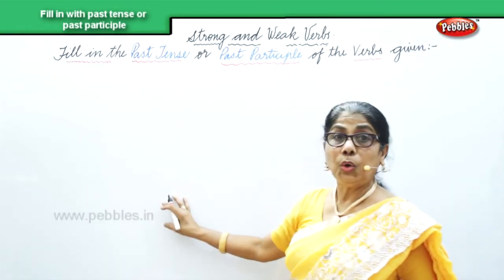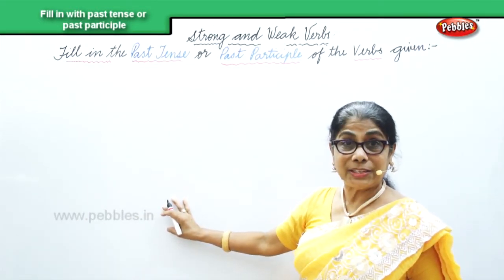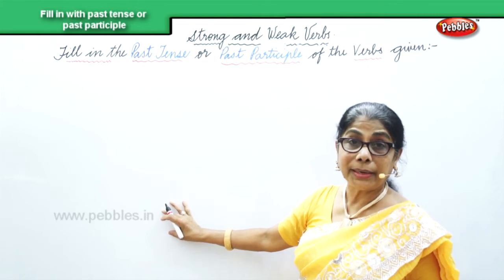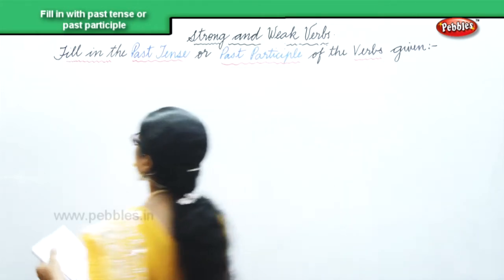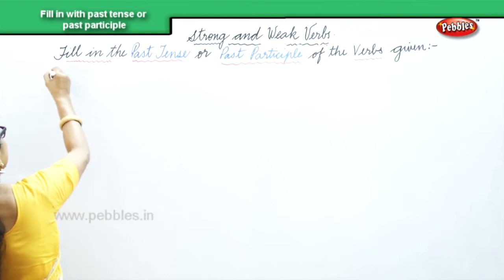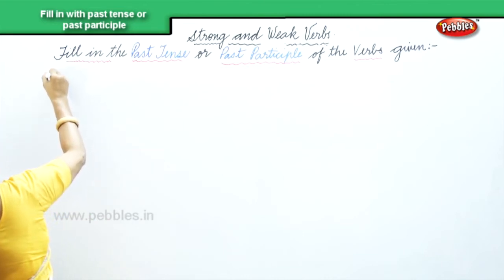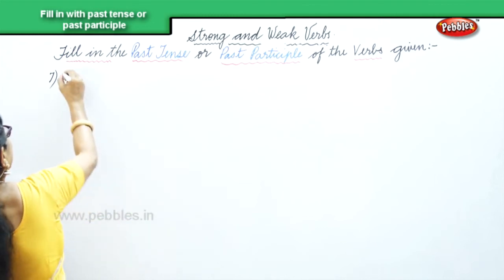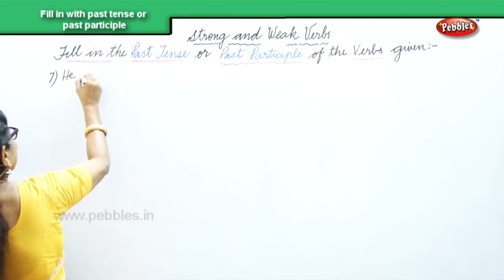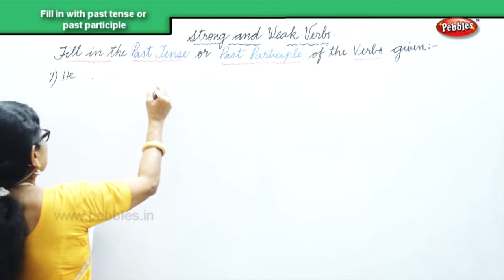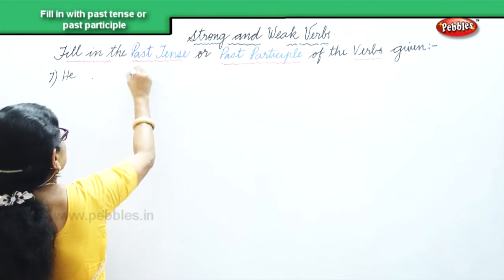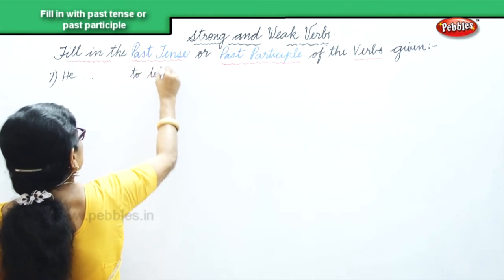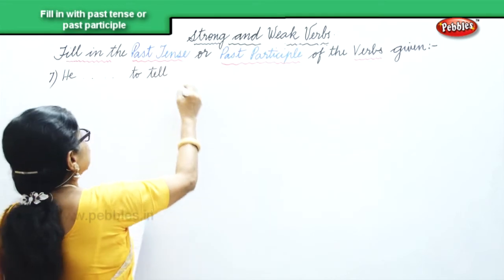We will do some more present tense verbs. We'll put them in the past tense and past participle. Okay? It was interesting, isn't it? So, the seventh one. He dash to tell a story.